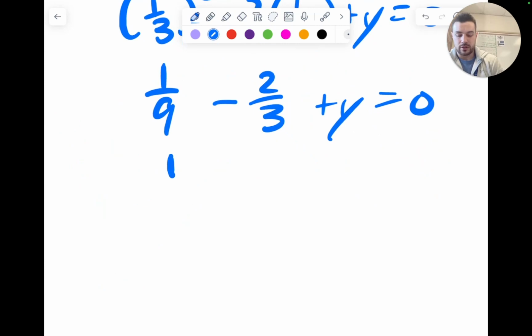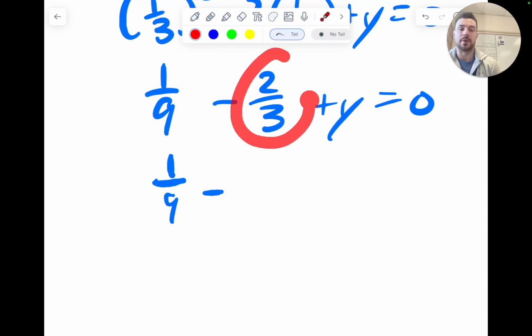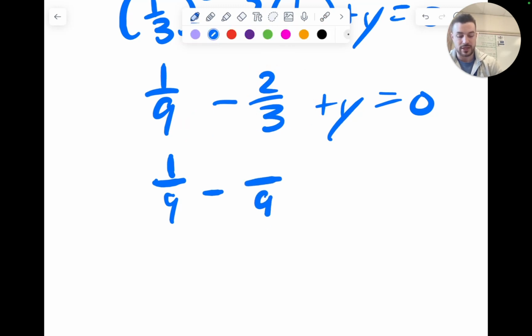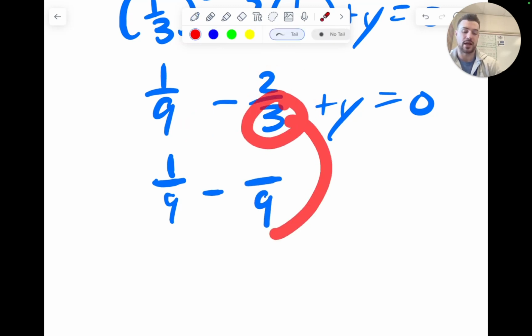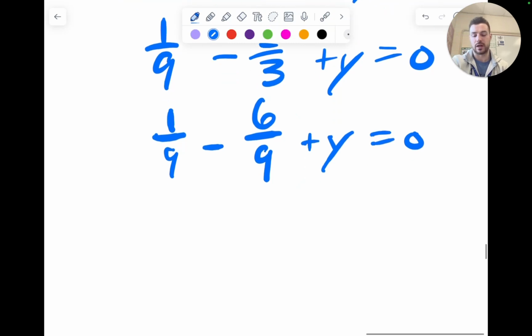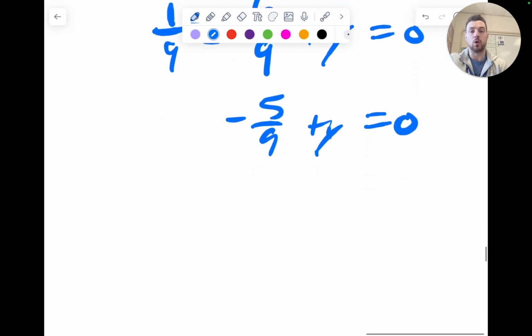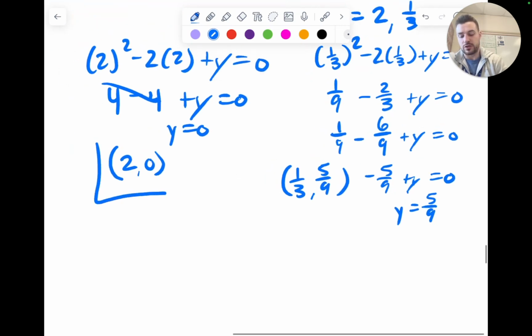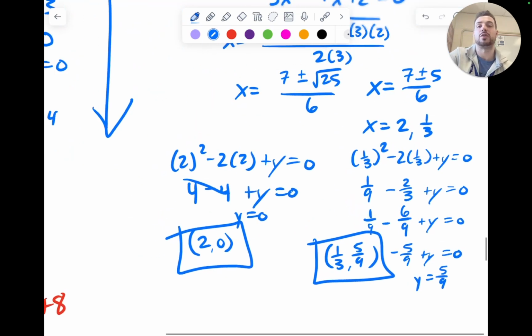All right, let's do a little common denominator work here. 1/9 minus, well, to get a common denominator here, I have to multiply 3 by 3 to get 9. So if my denominator is going to be 9 and I multiply this by 3 to get it, I need to multiply my top by 3, and this will be 6/9. All right, and then I get negative 5/9 plus y equals 0, or y equals 5/9. So my solution here is also going to be 1/3 and 5/9. So these are the two solutions to my quadratic system.